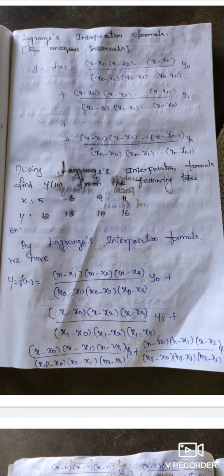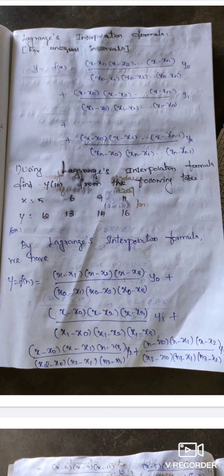Using Lagrange's interpolation formula, find y of 10 from the following table. Y of 10 means we substitute x is equal to 10. X varies as 5, 6, 9, 11 and y varies as 12, 13, 14, 16. We use the Lagrange's interpolation formula.